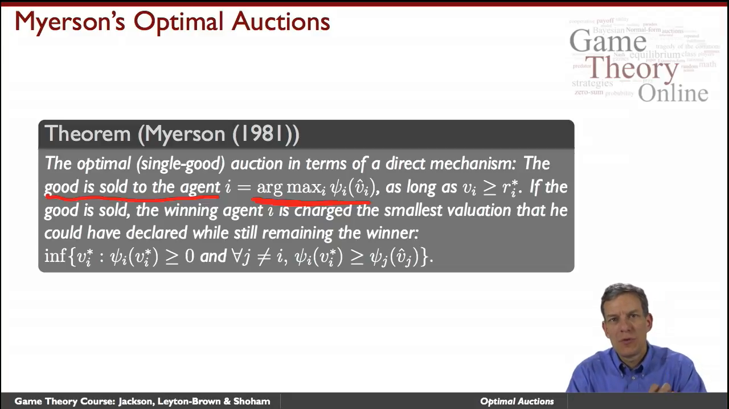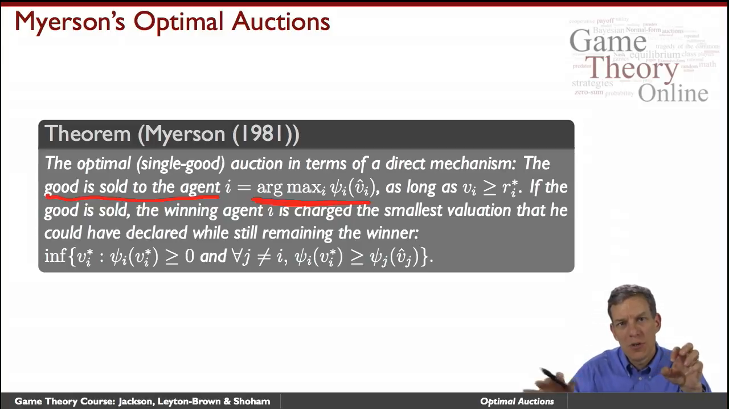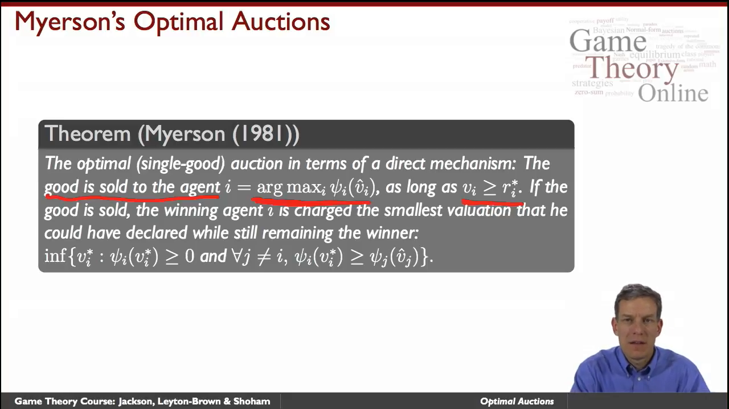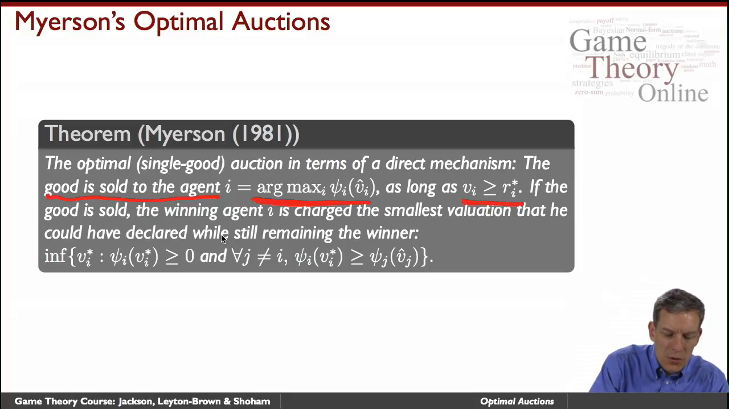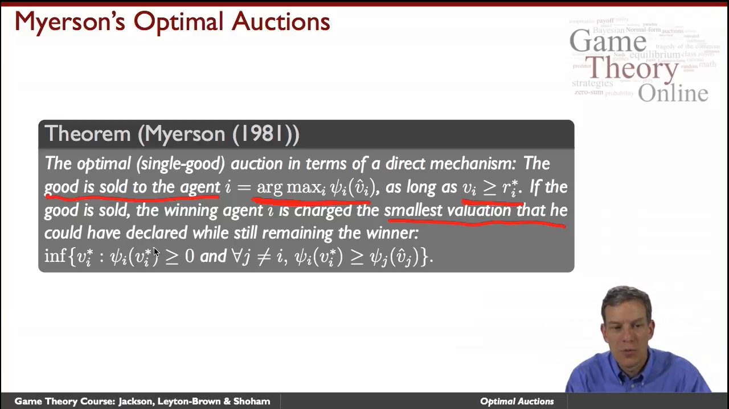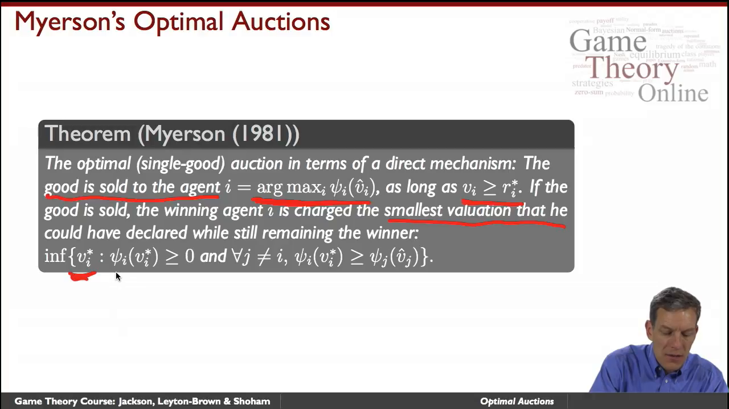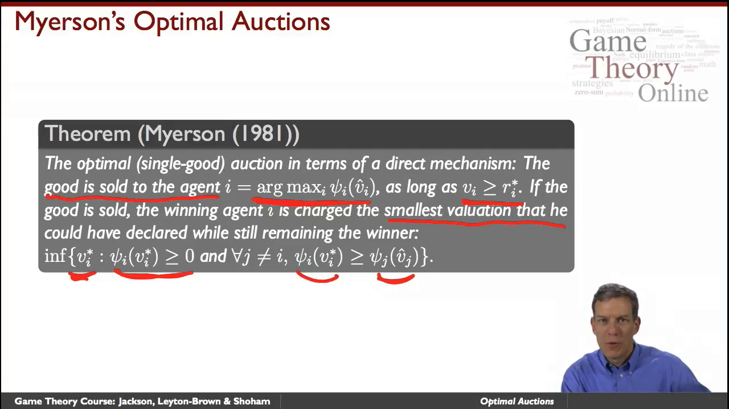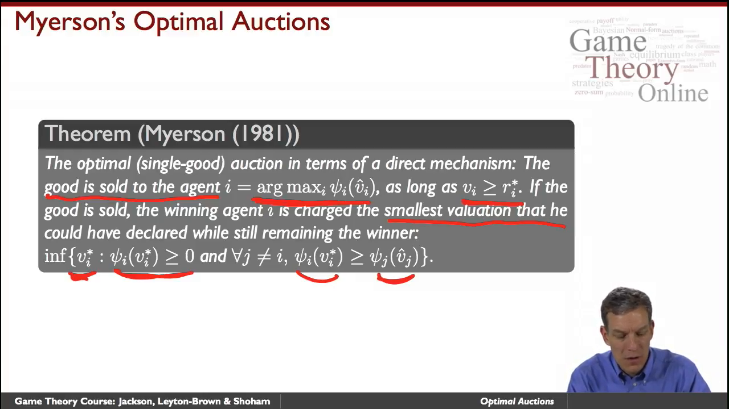So look at the different individuals, and instead of looking at who has the actual highest direct bid, we're going to use their virtual valuations instead of the direct valuations. Okay, so we're going to make adjustments based on these virtual valuations. And we'll sell it to that person as long as their value is bigger than their reserve price. If not, then we won't sell it to anybody. If the good is sold, then the winning person is going to be charged the smallest valuation that that person could have declared and still been the winner. So we look at the smallest valuation that has them still being above their reserve price and still being the winner, and think of that as sort of the equivalent of either the second highest price or the reserve price. That's going to be the value that they have to pay.